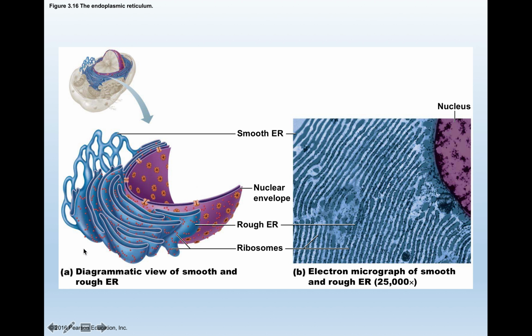Here is a depiction of what the endoplasmic reticulum looks like. This part of the blue structure has the ribosomes attached to it, so these would be considered rough endoplasmic reticulum. And on this side you have no attachments of ribosomes, so we refer to these as smooth ER.